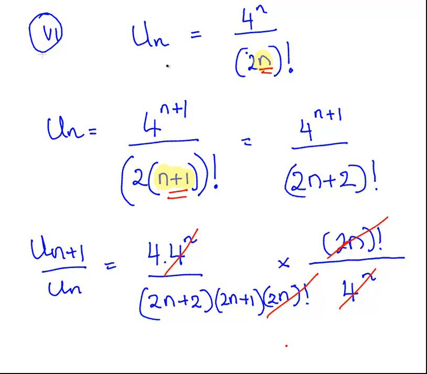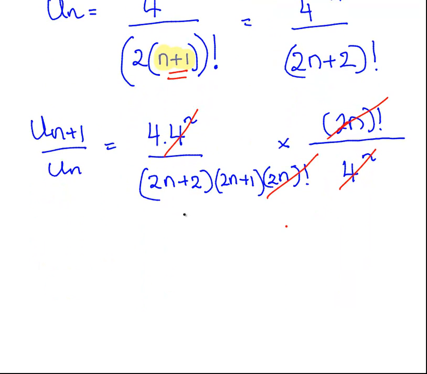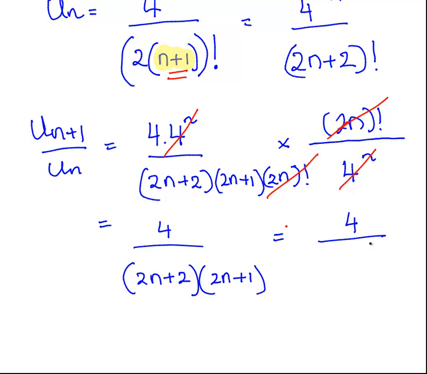So what we're left with is 4 over 2n plus 2 times 2n plus 1. Okay, you often have to try and simplify that as much as possible. Working that out, you might be okay to leave it as is, but if you need to work it out, the answer is 4n squared plus 6n plus 3. Okay, so that is the answer to number 6.